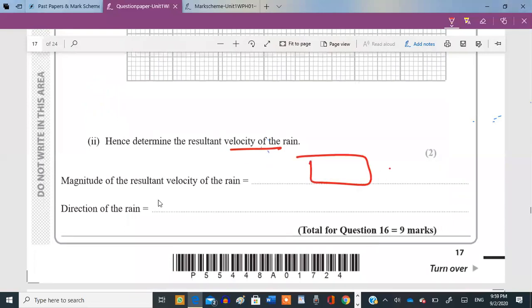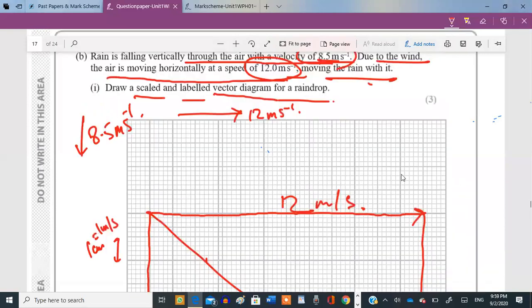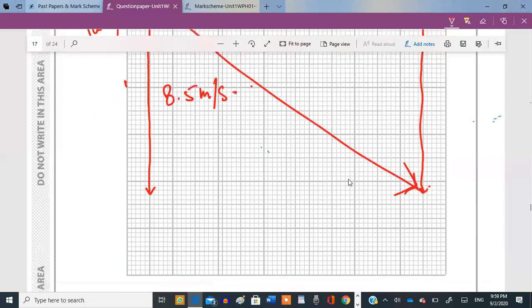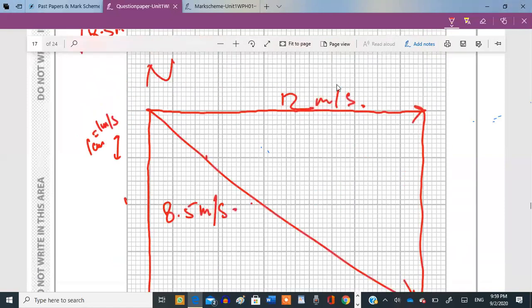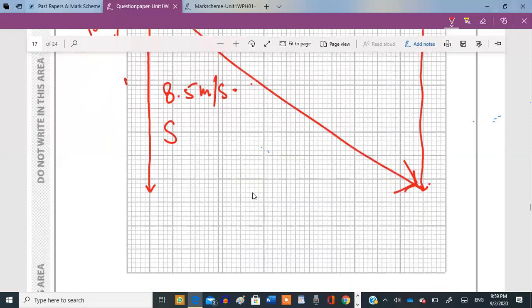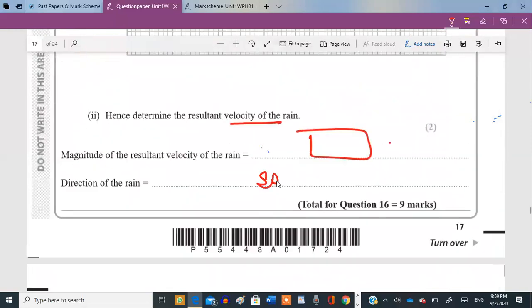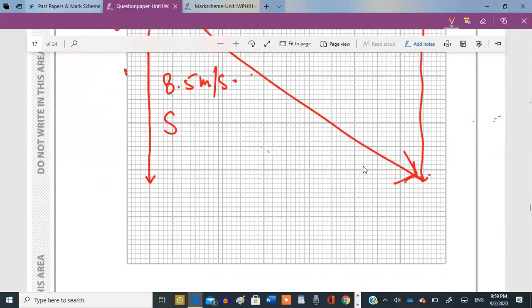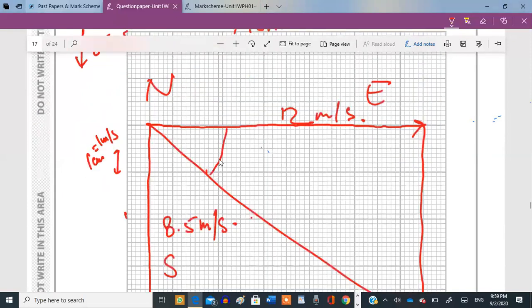Then the direction of the rain is going to be, of course, diagonal. If this is north and this is east and this is south, it's southeast, or east south, southeast actually. Southeast is the direction, and just writing southeast won't be sufficient. You also have to measure this angle. Measure this angle and then write it as this many degrees from the east.